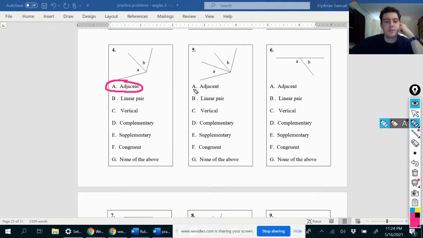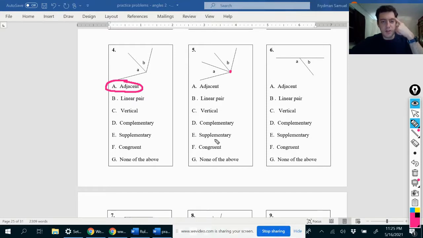Are these adjacent? Well, no, they do not. They do share a common vertex, but they do not share a common side. We actually saw an example like this earlier in the video. So they are not adjacent. They're not a linear pair. They would have to be adjacent, first of all, to be a linear pair. They're not a linear pair. They're not vertical. They're not complementary.